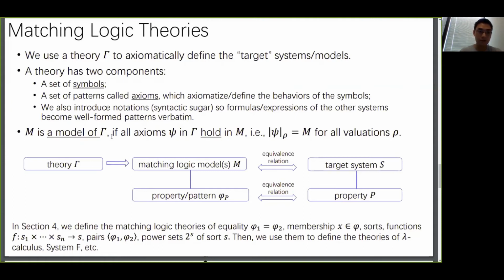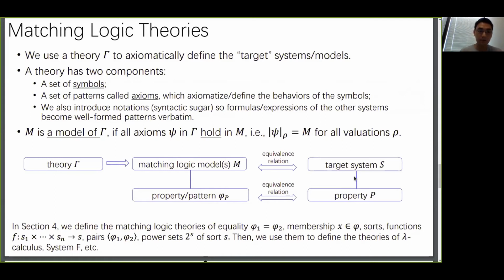Then, for each theory, we have a class of its models whose properties can be expressed by patterns. For gamma to correctly capture the target system, we need to establish an equivalence between the models of gamma and the models of the target system. Then we can use matching logic patterns to express and reason about the properties of the target system.